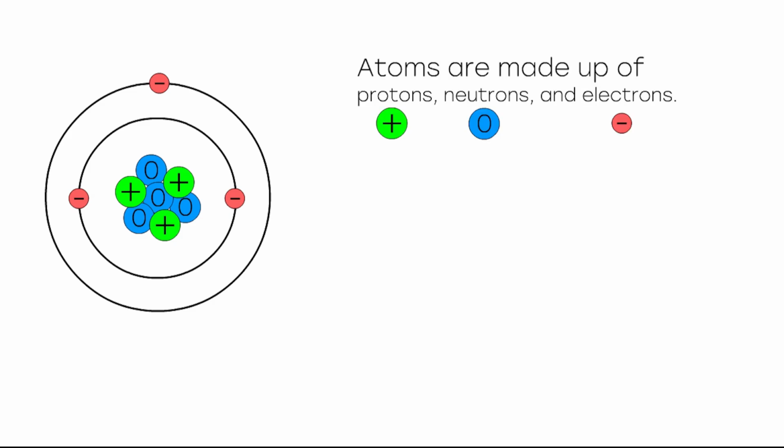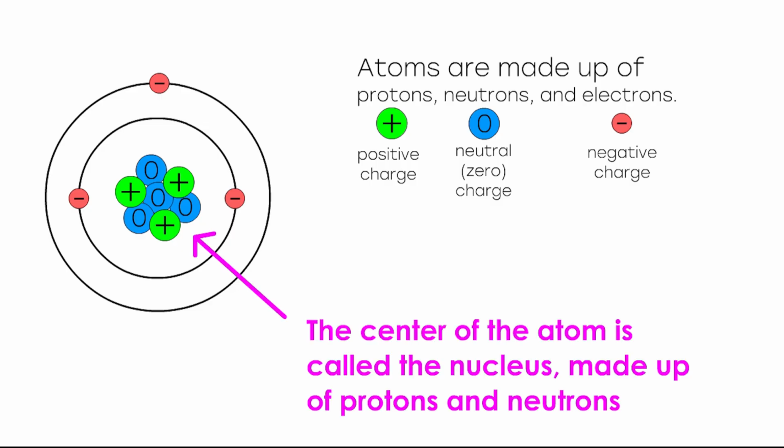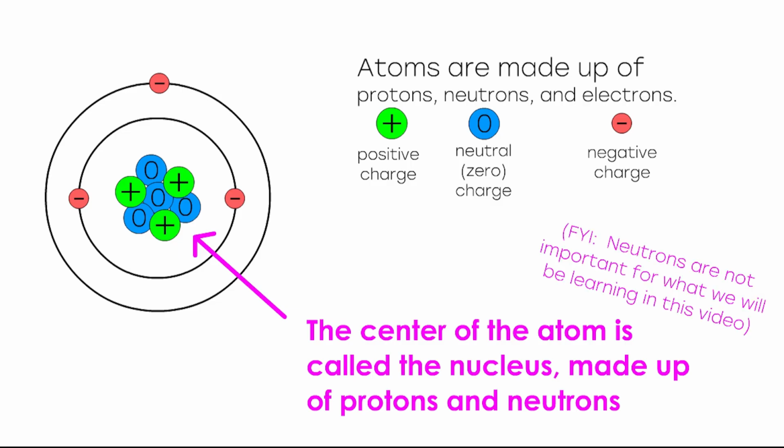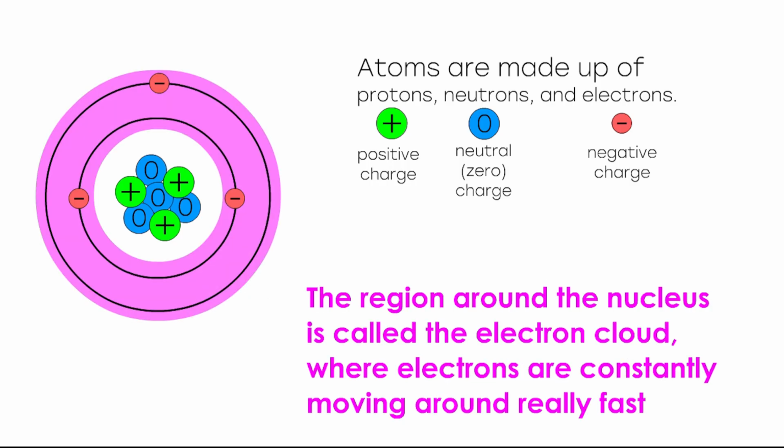Atoms are made up of protons, neutrons, and electrons. Protons have a positive charge, neutrons have a neutral or zero charge, and electrons have a negative charge. The center of the atom is called the nucleus and is made up of protons and neutrons. Neutrons are not important for what we will be learning in this video. The region around the nucleus is called the electron cloud, where electrons are constantly moving around really fast.